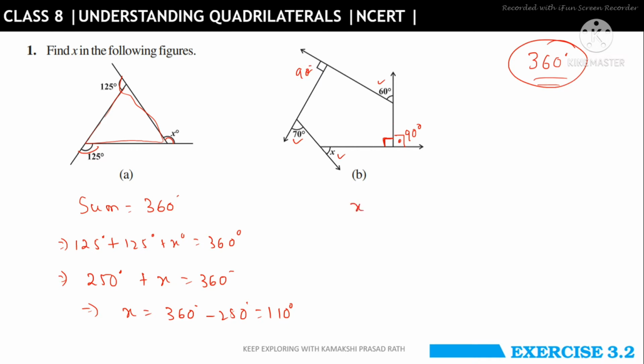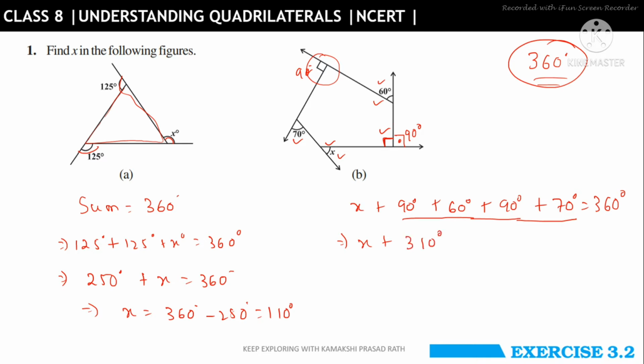So we will start with x plus this 90 plus 60 plus again 90 plus 70 is always 360 degrees. So we get x plus 90 plus 60 is 150, 150 plus 90 is 240, 240 plus 70 is 310 degrees, which equals 360 degrees. So x equals 360 minus 310, we get 50 degrees. Hence using this property we can easily find the exterior angles.